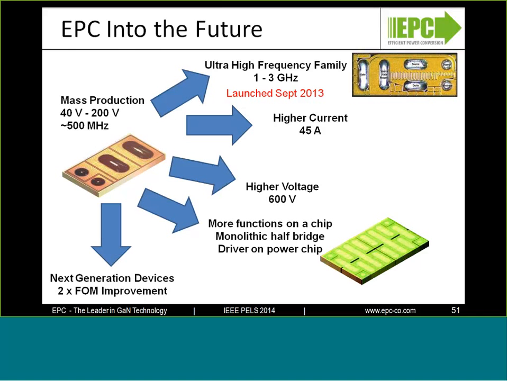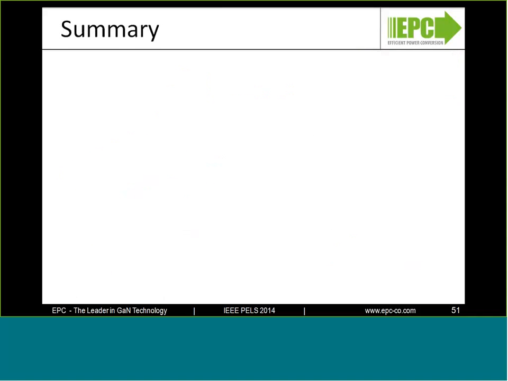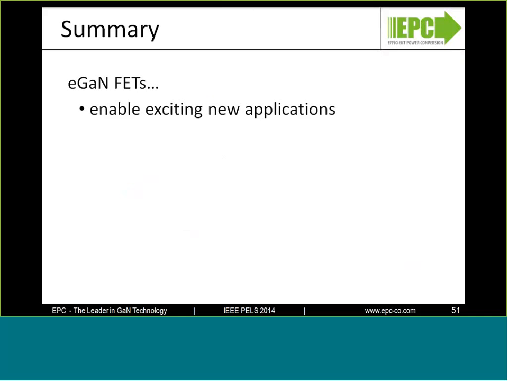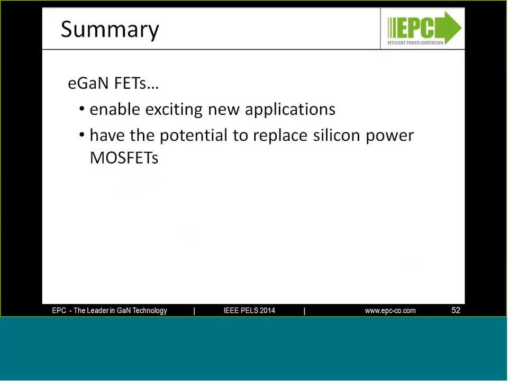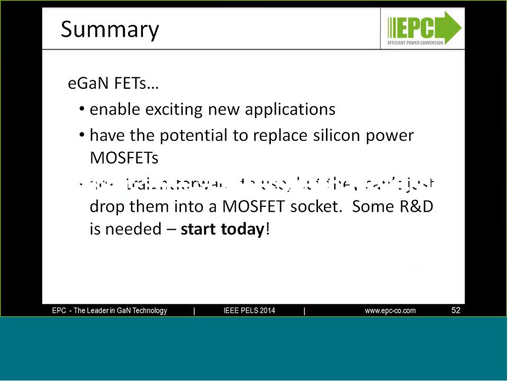So in summary, eGaN FETs enable exciting new applications like wireless power and envelope tracking. They can replace power MOSFETs. In fact, we think they can crush power MOSFETs. They're very straightforward to use, but they're not just a drop-in for a MOSFET socket. So you need to put in some R&D, better get started today. And with that, let me take a few of these questions.